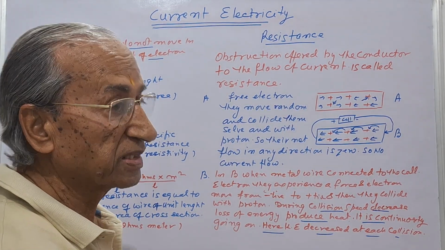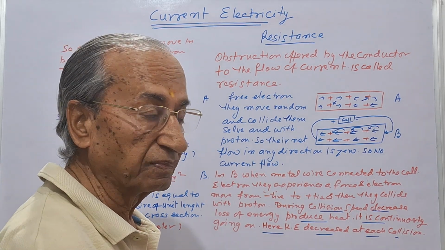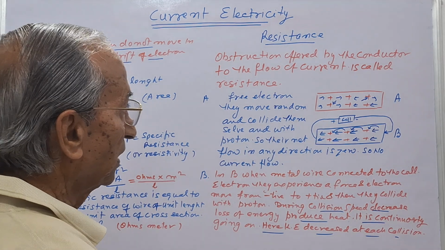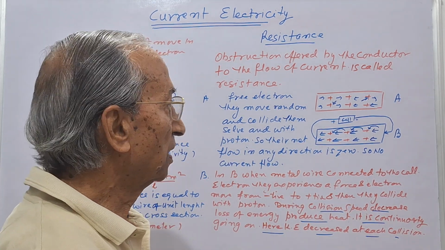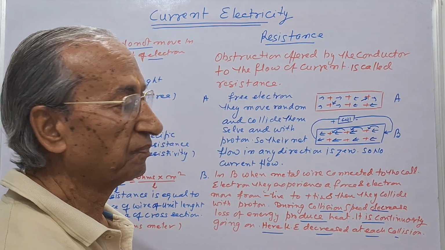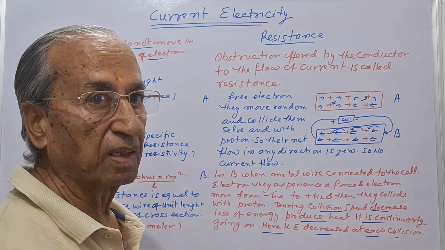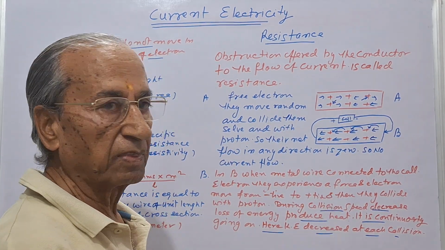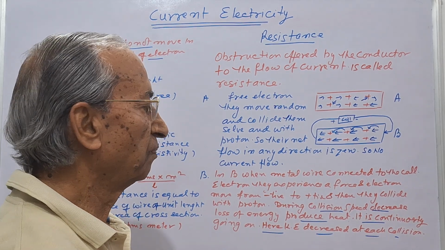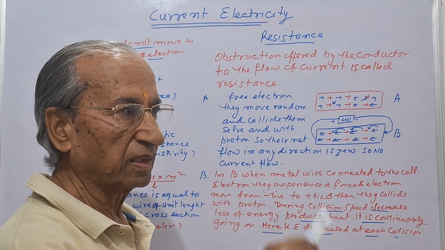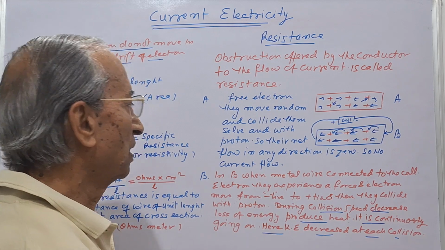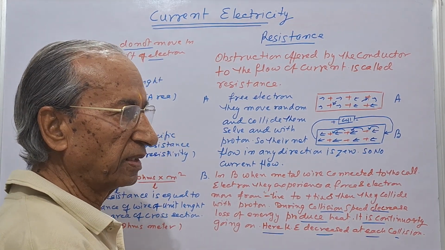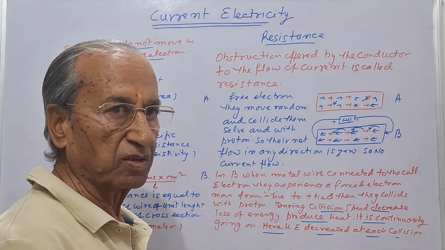Now, how does resistance arise in the case of conductors? You see, metals have atoms, a large number of atoms, and there is an equal number of electrons and protons. The electrons move in their outermost orbit, which means they are free electrons.